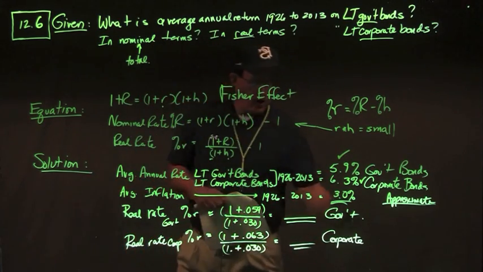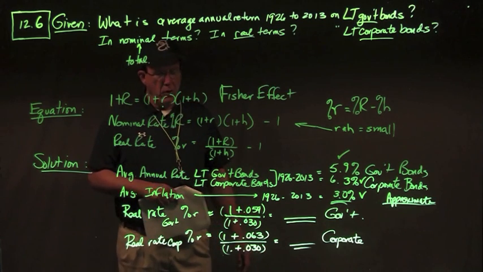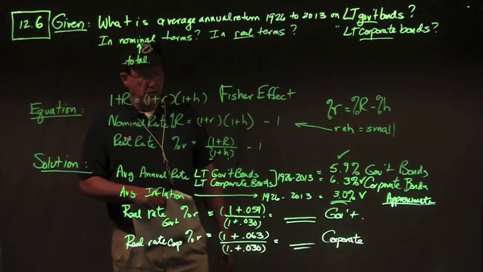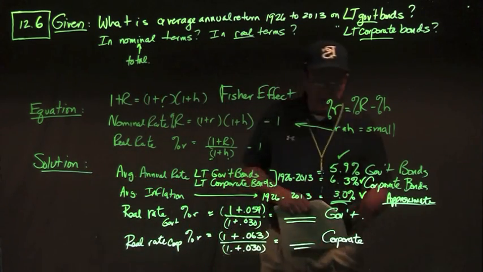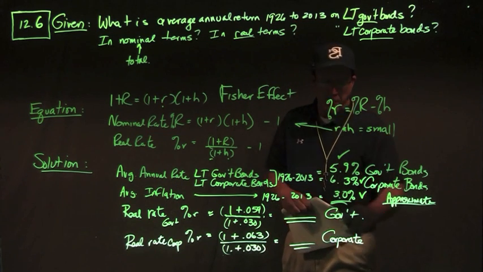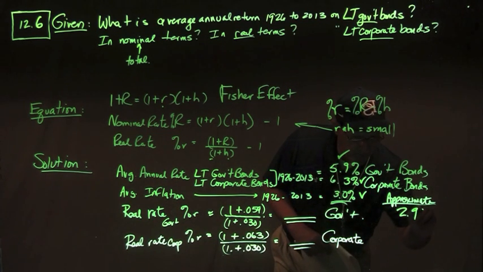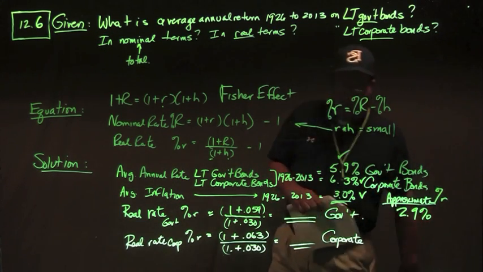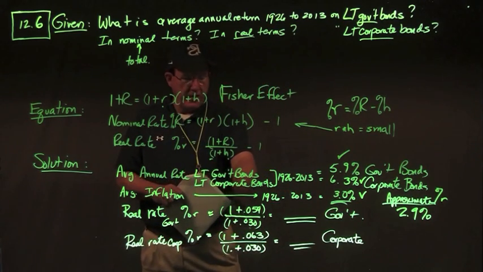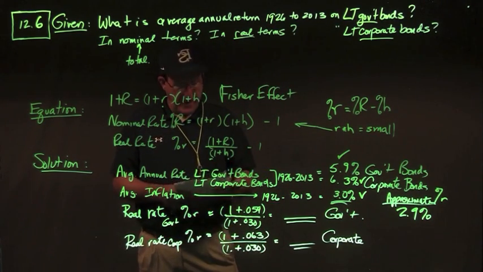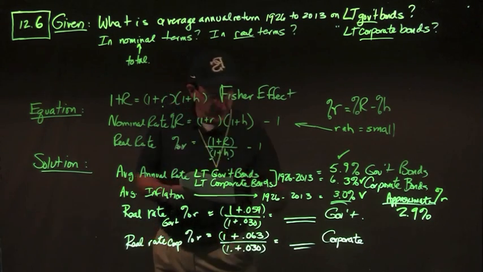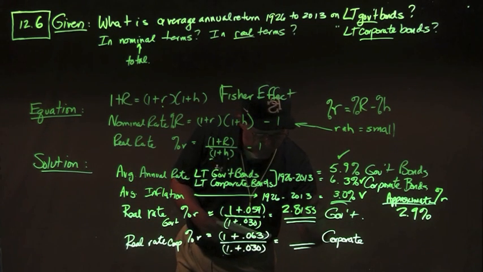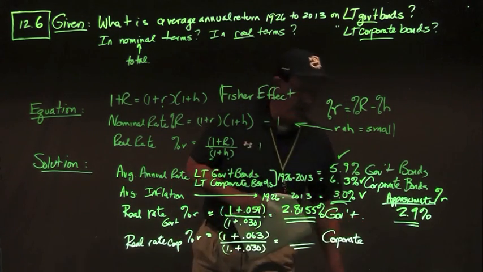Now, if we subtract off the 3% inflation, what will my real returns be? My little r's for governments and for corporates. Let's do the approximation first. I can simply take 3% inflation off of this 5.9, so my approximate government bond real return is 2.9%. If I do the math, 1 plus total return, 1.059, divided by 1.03, I get an exact Fisher effect for long-term government bonds of 2.8155%. Not a bad estimate of 2.9%.